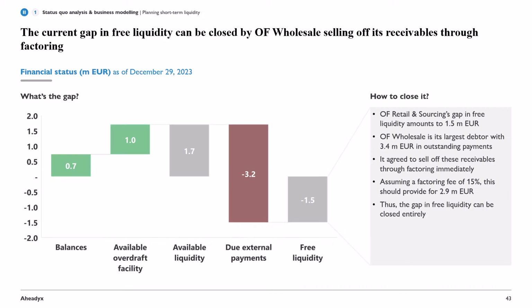So for the financial status, we are contrasting the balances, so what you get in the bank, plus the available overdraft facility that you may have, which then gives us the available liquidity in total, with the due external payments, which amount to some 3.2 million in this case. And this then gives us a free liquidity of minus 1.5 million, so a gap in short-term liquidity actually. And one way to close this is to ask the wholesale business to sell off their outstanding payments at a factoring fee of presumably 15%, which would then provide us with 85% of those 3.4 million, resulting in 2.9 million, which would be sufficient to close this gap in free liquidity.